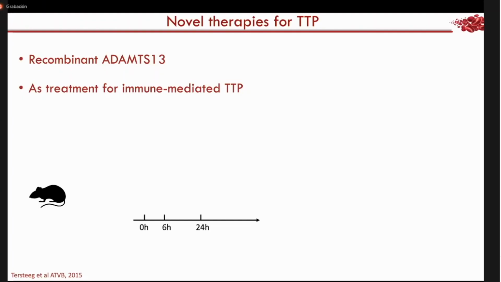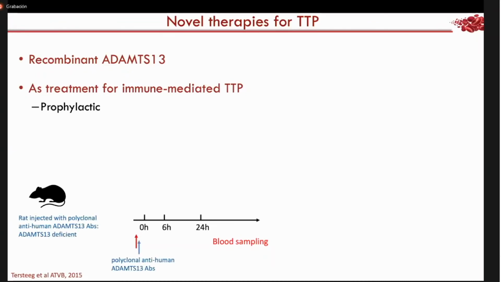So how did the experiment go? Again, a blood sampling before the start of the experiment. We injected the rats with polyclonal anti-human ADAMTS13 antibodies. And we know that in this way, we block the endogenous ADAMTS13 from the rat, but we also block the ADAMTS13 that will be injected. So you either inject saline or recombinant ADAMTS13 and then trigger the TTP in the rats by injection of recombinant VWF, and then take other blood samples.